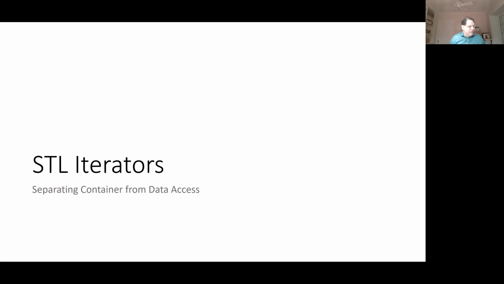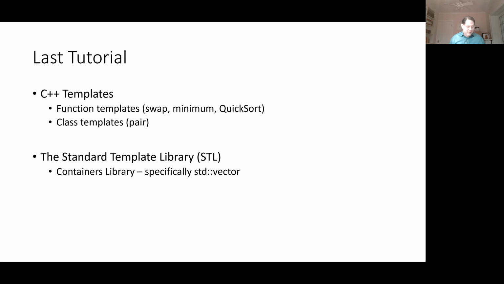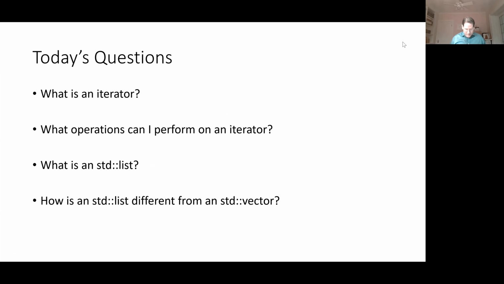And okay, I think that's all the questions. So with that, let's move on. We've got lots to talk about today. Okay, last tutorial we talked about C++ templates. So we had function templates and we had class templates. We went over the pair one. And we talked a bit about the standard template library, particularly standard vector, which is, as we just discussed, a very useful and important class.